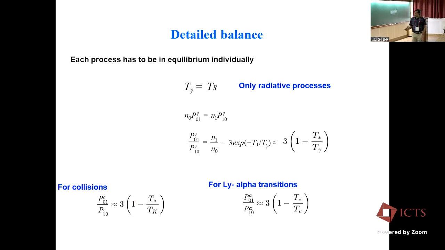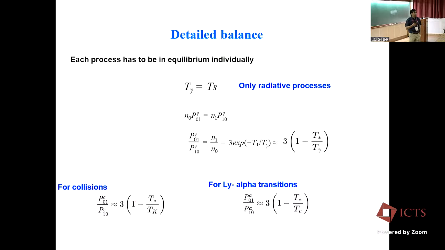So if we calculate the ratio of excitation rate and de-excitation rate for the collision only, so if we consider only collisions, then we can write this as this. And here the spin temperature is exactly equal to the kinetic temperature of the gas, right? Because there are only collisions, and collisions will bring the spin temperature equal to the kinetic temperature. So kinetic temperature corresponds to the kinetic motion of atoms, right? And for Lyman alpha transition, the corresponding temperature is color temperature.